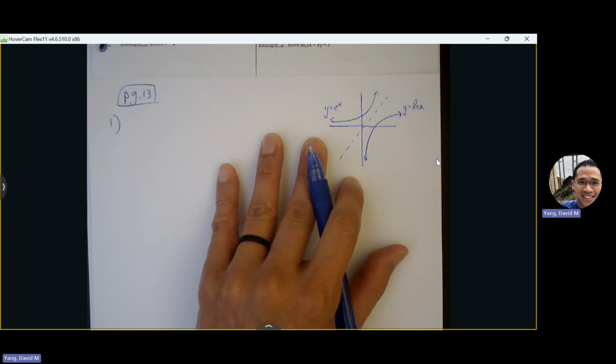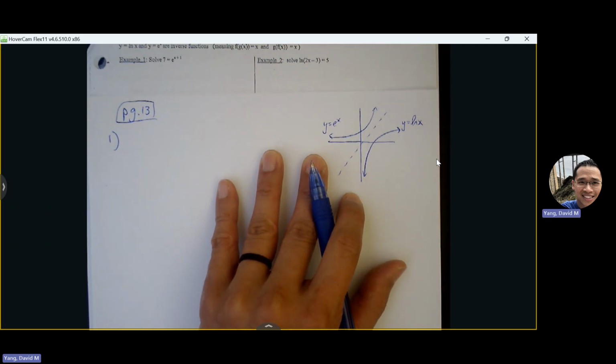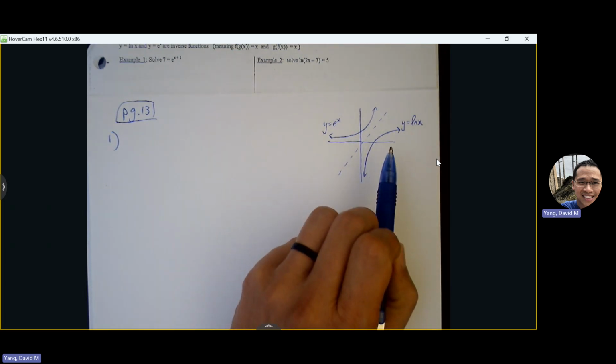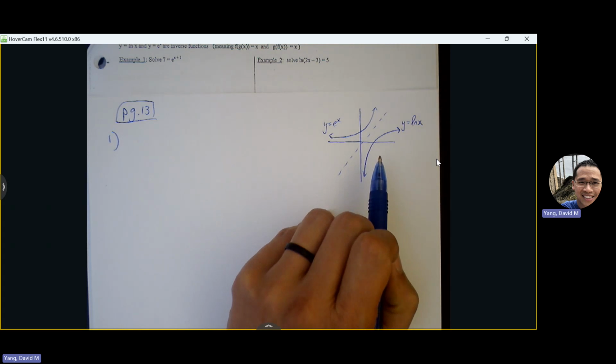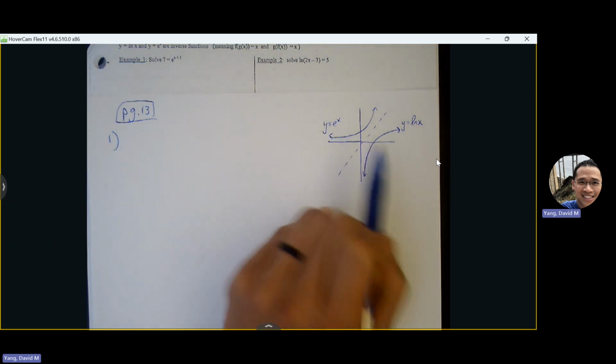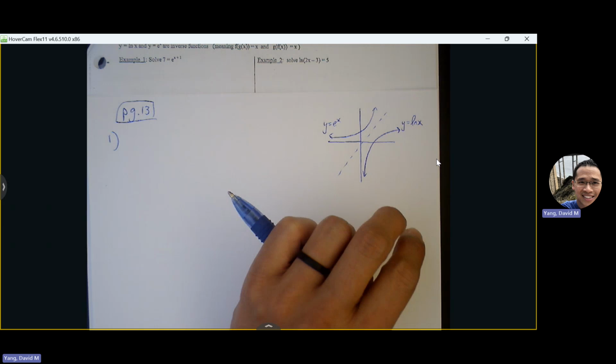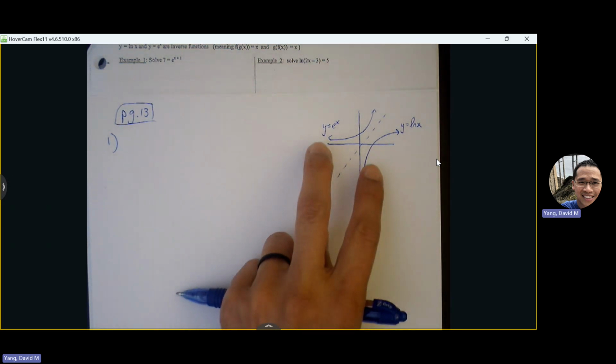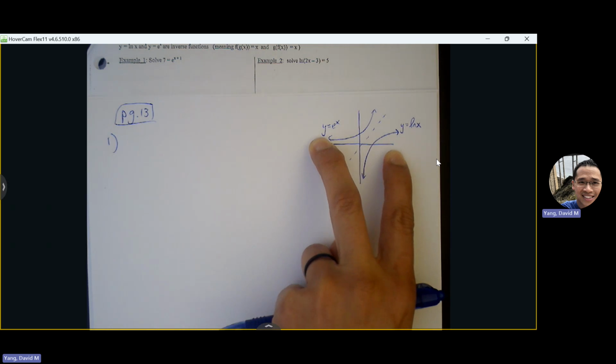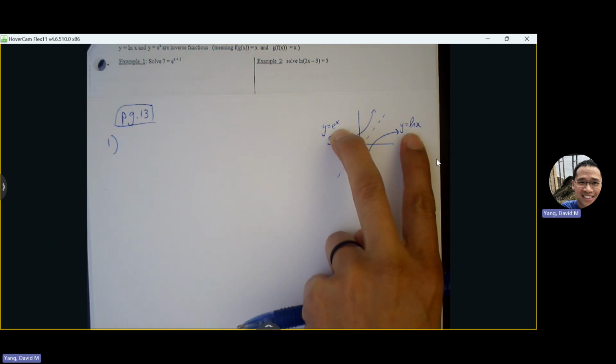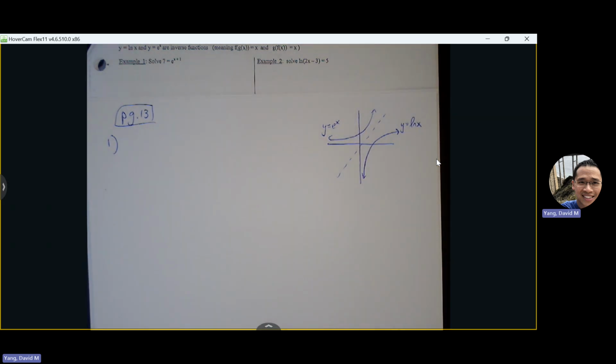Okay, so page 13. We talked about natural log functions yesterday, or yesterday and the day before. Today we're going to talk about exponential functions, e to the x. Yesterday we talked about inverse functions. e to the x and natural log are also inverses of each other. They have a way of canceling each other out. We're going to use their canceling abilities for our benefit.